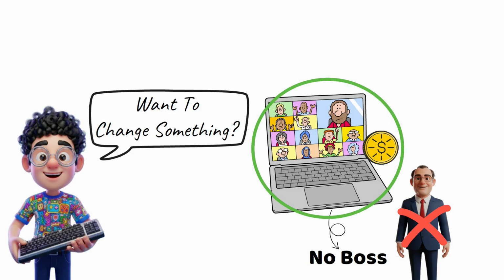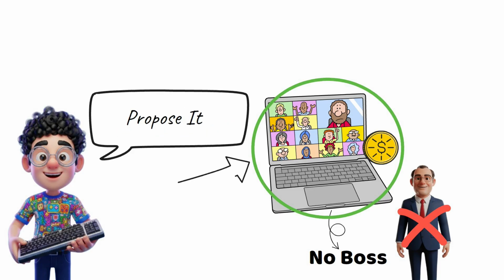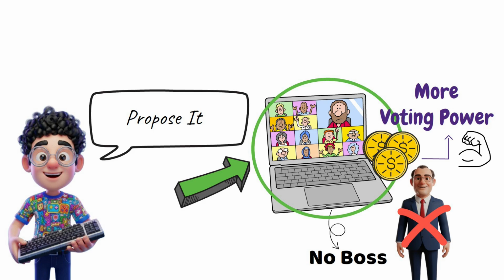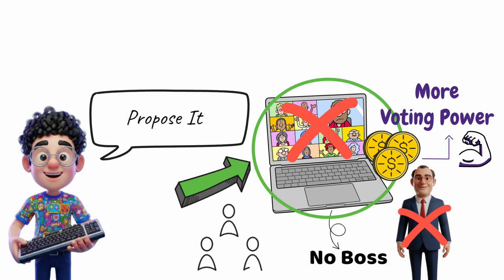Want to change something in the project? Propose it, then everyone votes. Simple as that. The more tokens you hold, the more voting power you have. It's kind of like having more shares in a company. Now, DAOs aren't perfect. Sometimes people don't vote, or the system gets taken over by a few big holders. But overall, it's a powerful way to let communities control the future of a project together.